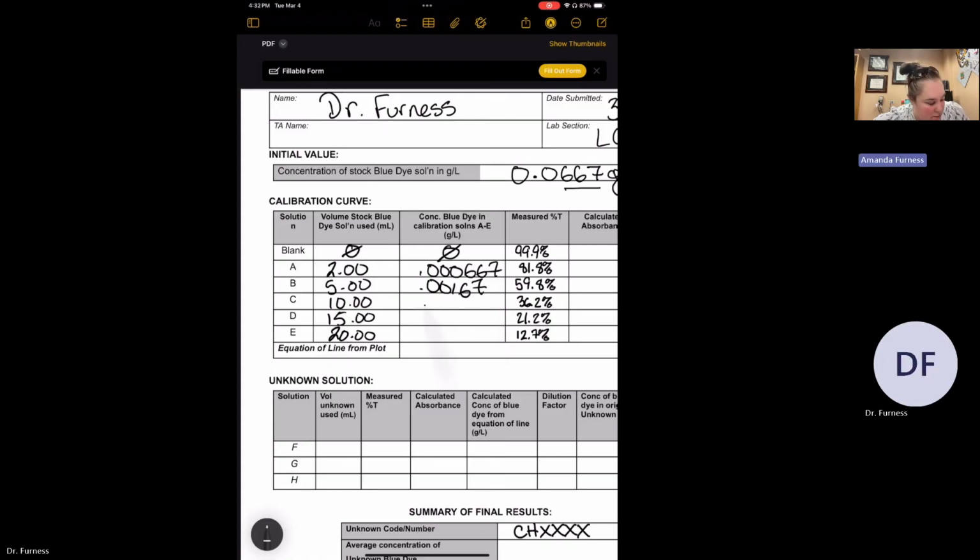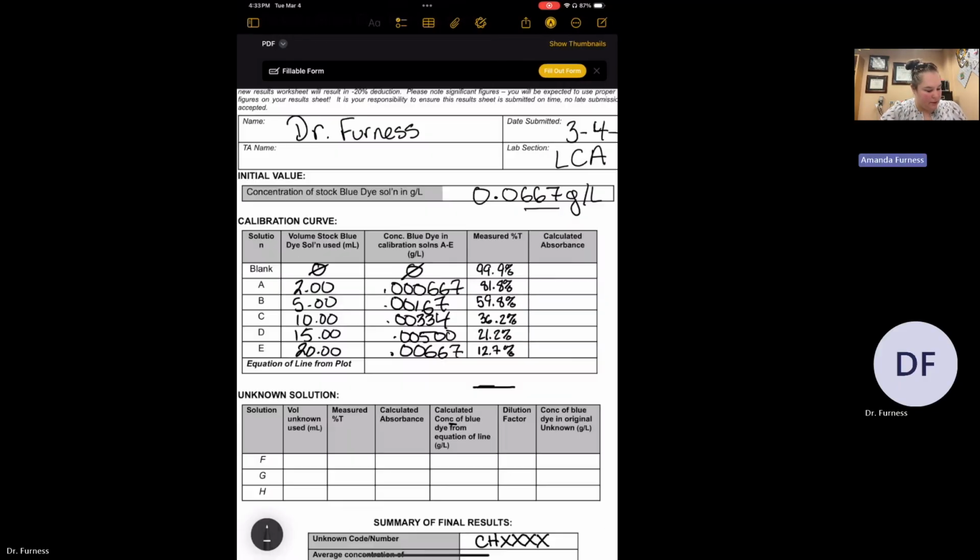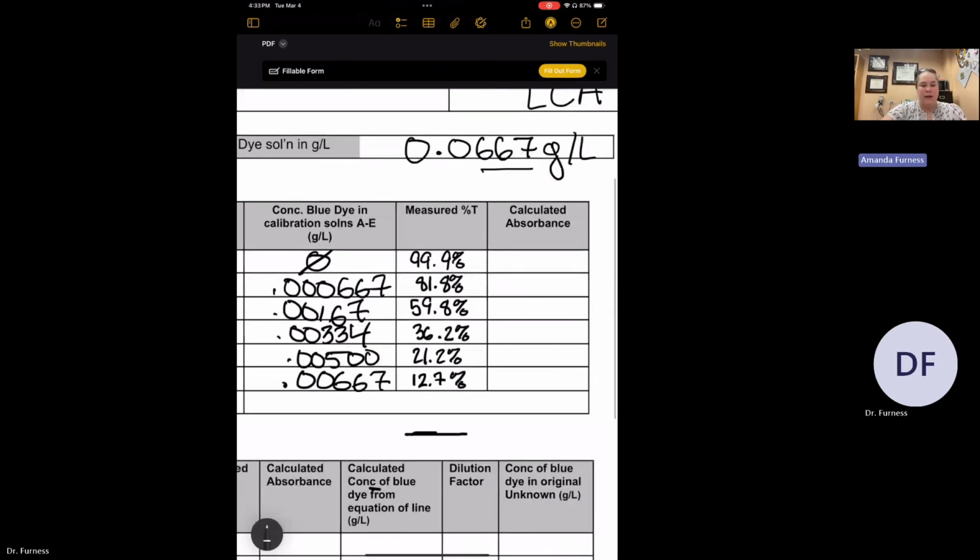0.00167, 0.00334, 0.00500. So we have to still include those 2 zeros to keep the correct number of sig figs. 0.0667. All right, going over to calculated absorbance.